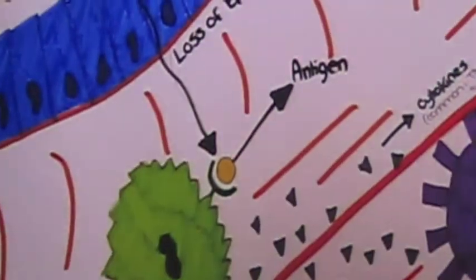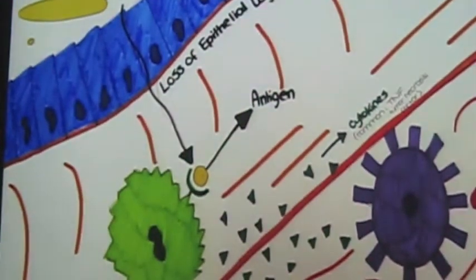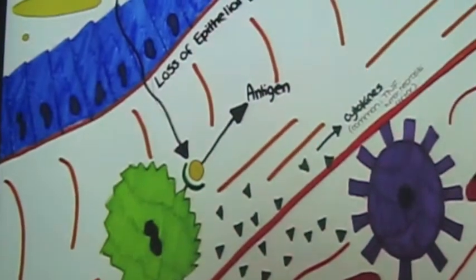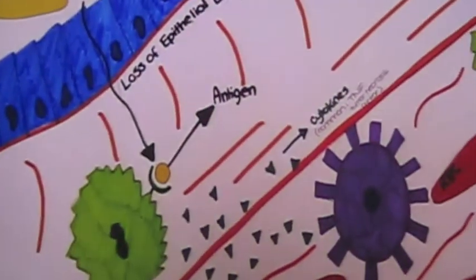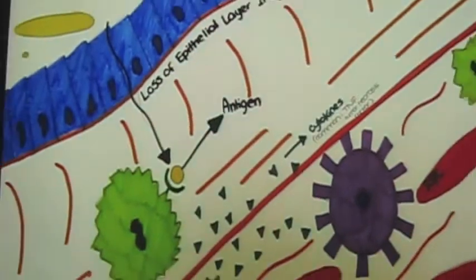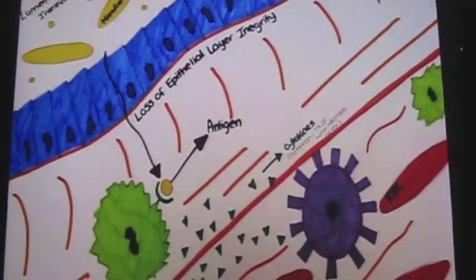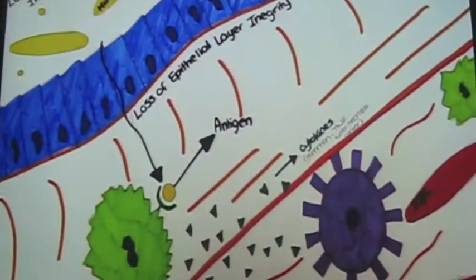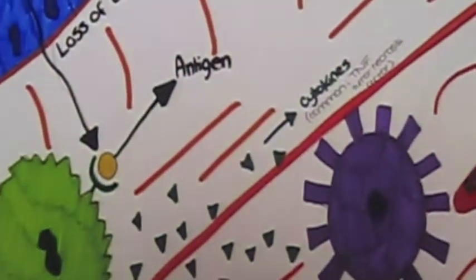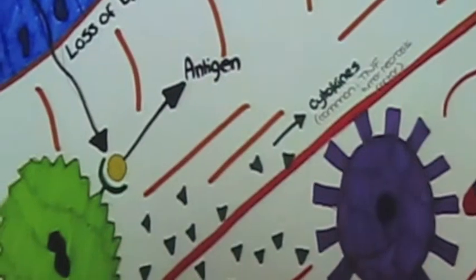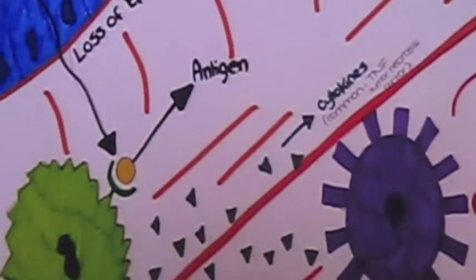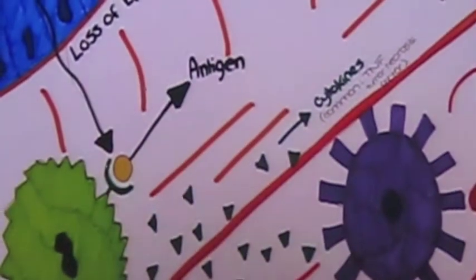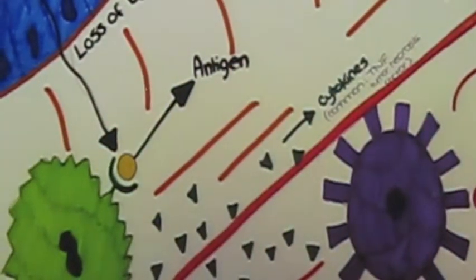lumen of the intestine. Then what happens is our T cells or other white blood cells attack this antigen thinking it's a foreign antigen. It attaches to a protein receptor on the T cell wall, and the T cell releases cytokines or chemokines. A common cytokine is the tumor necrosis factor, which then goes out and signals other white blood cells to enter the area, causing an immune response in the wall of our intestines.